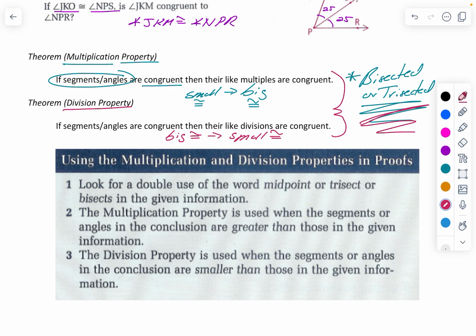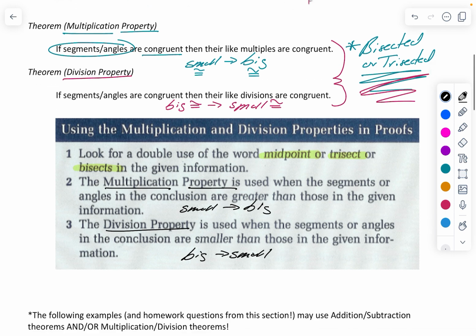So when you use these properties, you have to look for midpoint, trisect, or bisect for the multiplication and division properties. It's breaking them into congruent pieces. And so remember, for the multiplication property, it's going from small to big. And when we use the division property, we're going from big to small. We're dividing it up and talking about the small pieces being congruent.